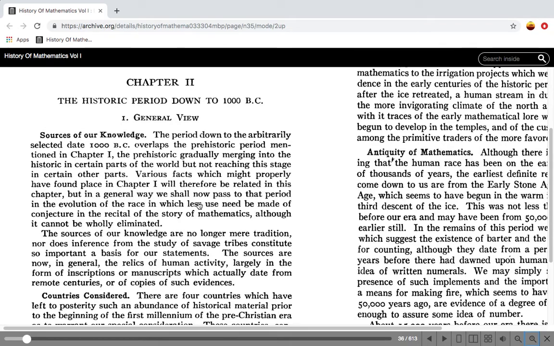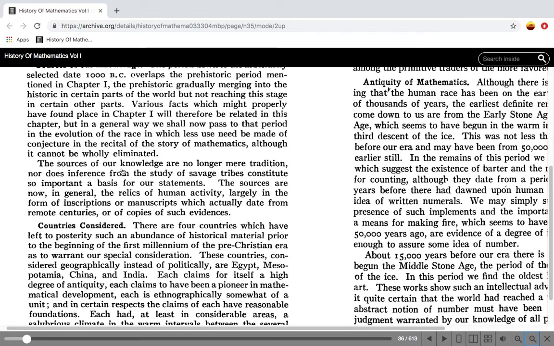But in a general way, we shall now pass to that period and the evolution of the race in which less use need be made of conjecture in the recital of the story of mathematics, although it cannot be wholly eliminated. The sources of our knowledge are no longer mere tradition, nor does inference from the study of savage tribes constitute so important a basis for our statements. The sources are now, in general, the relics of human activity, largely in the form of inscriptions or manuscripts, which actually date from remote centuries, or of copies of such evidences. Inscriptions or manuscripts.